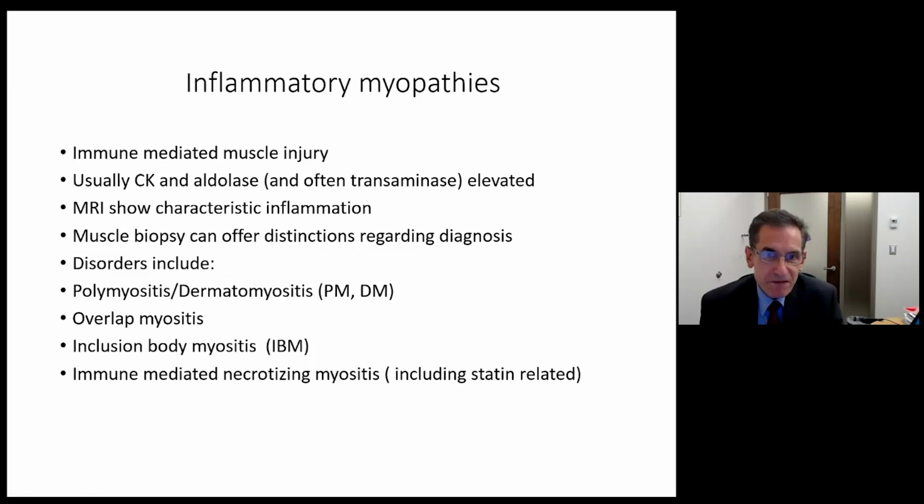Let's move to the inflammatory myopathies. There are many different types. Typically, they are immune-mediated muscle injury. Usually the CK, creatine kinase, and aldolase are elevated in most cases. The transaminases may also be elevated. An MRI may show characteristic inflammation, and a muscle biopsy can offer distinctions regarding the actual diagnosis.